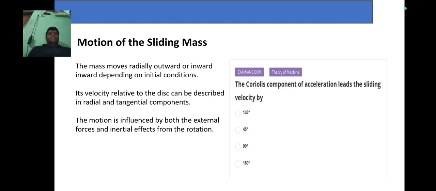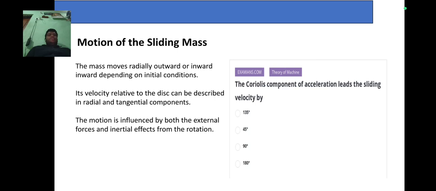Motion of the sliding mass. The mass moves radially outward or inward depending on initial conditions. Its velocity relative to the disk can be described in radial and tangential components. The motion is influenced by both the external forces and inertial effects of the rotation. Direction of Coriolis acceleration. The Coriolis acceleration is always perpendicular to the radial motion. If the disk rotates clockwise and the mass moves outward, the acceleration acts in the opposite tangential direction of rotation. If the mass moves inward, it acts in the same tangential direction as the rotation.